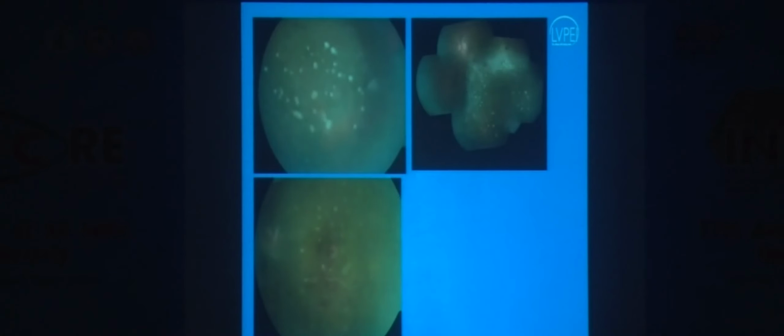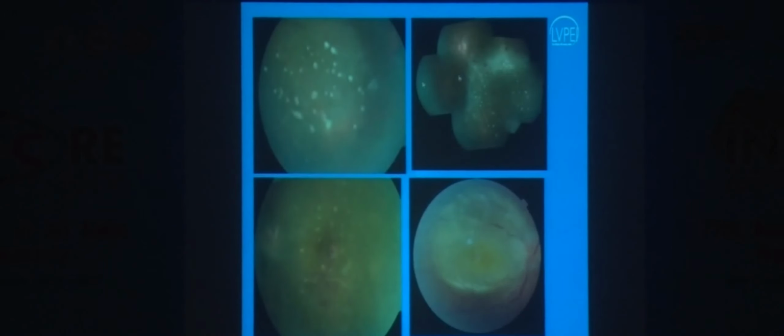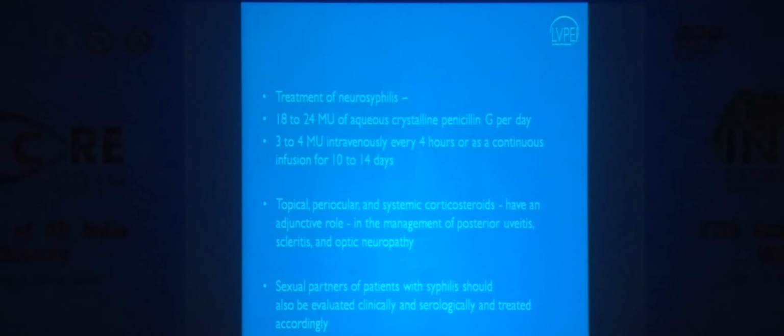Again, if you see this ground glass chorioretinitis, this placoid chorioretinitis which was initially described by Dr. Gass, keep these in your mind and you will be able to treat your patients, and these patients respond very well to penicillin. So the treatment is on the lines of neurosyphilis. You treat them with 18 to 24 million units of aqueous crystalline penicillin for nearly 10 to 14 days, and partners of these patients should also be evaluated clinically and serologically and tested accordingly.